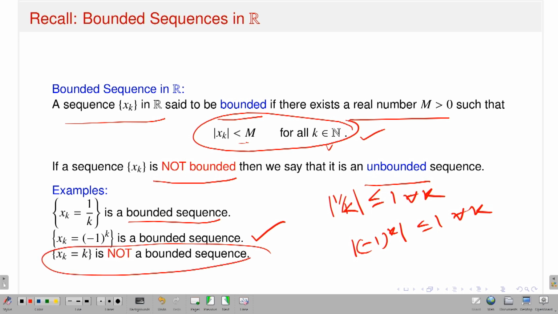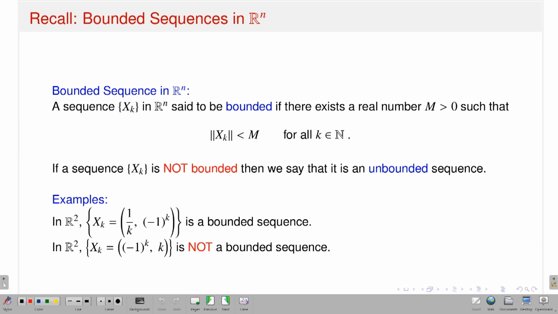But this is not a bounded sequence, because what are the elements? The elements are 1, 2, 3. So it is an increasing sequence. You cannot have a fixed number such that all the terms of the sequence are bounded by that number, because it is increasing 1, 2, 3, 4. So it is an unbounded sequence.